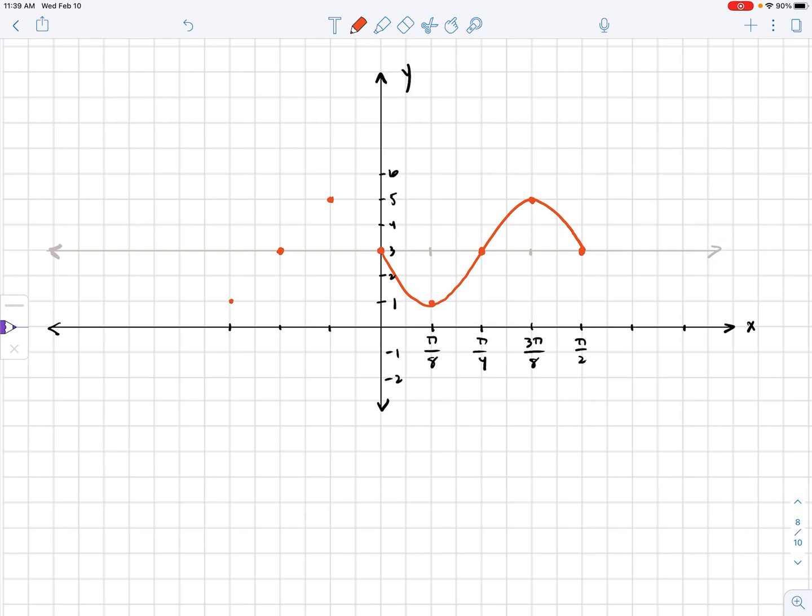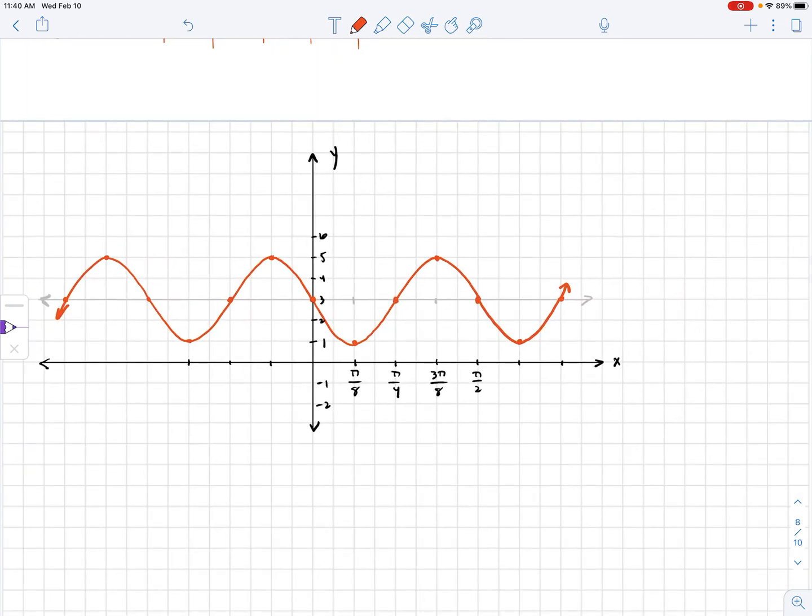What's nice about doing it this way is that you're able to see the midline of the graph. Remember, the midline when the graph is not shifted vertically is the x-axis. But if it has been shifted vertically, whatever that vertical shift is, y equals that value will be the midline. Okay, so just extending a bit.